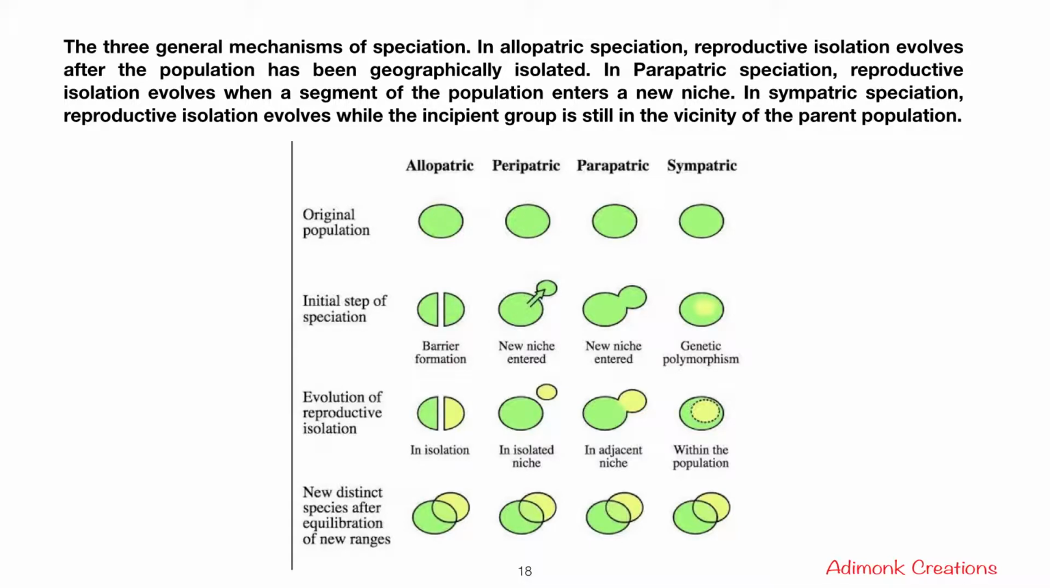So this is the figure showing the four different modes of speciation. The most common three are allopatric speciation, parapatric speciation, and sympatric speciation. In allopatric speciation, reproductive isolation evolves after the population has been geographically isolated, whereas in parapatric speciation, reproductive isolation evolves when a segment of the population enters a new niche, and in sympatric speciation, reproductive isolation evolves while the incipient group is still in the vicinity of the parent population. And with this we come to the end of the modes of speciation.